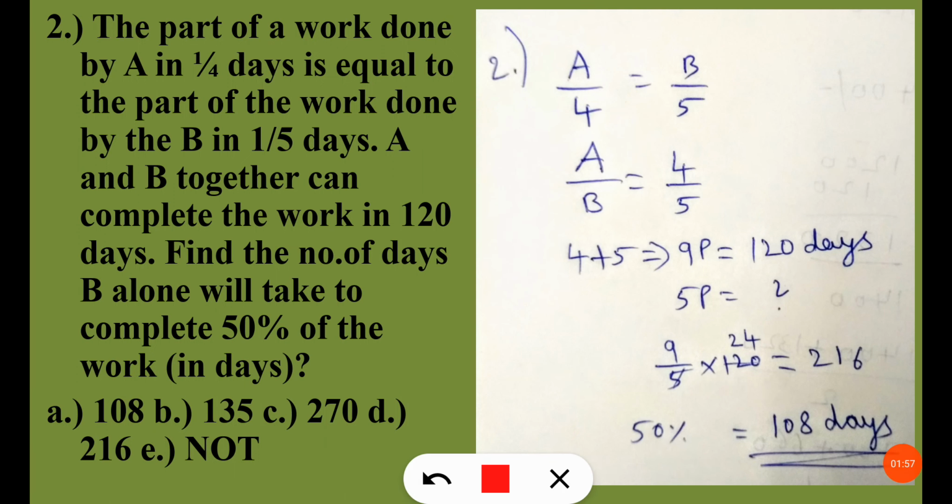Second question. The part of the work done by A in 1 by 4 days is equal to the part of the work done by B in 1 by 5 days. A and B together can complete the work in 120 days. Find the number of days B alone will take to complete 50% of the work. We were asked to find out B's work alone, that too for 50% of the work. It is clearly given that A by 4 equals B by 5.